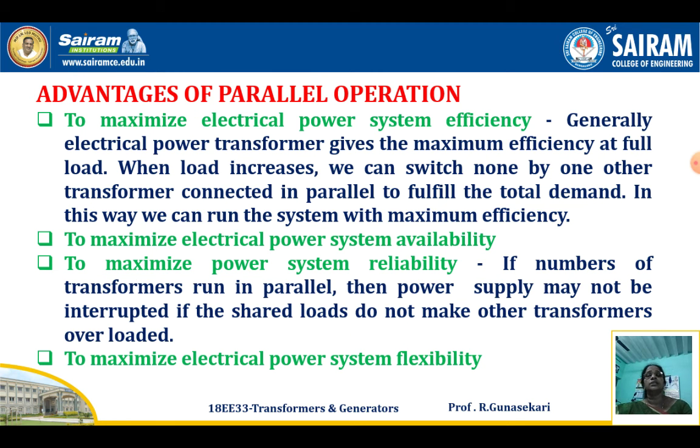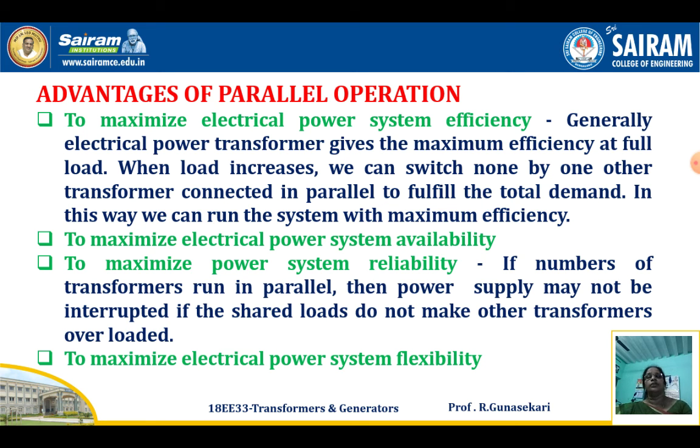Then the advantages of parallel operation. Totally there are 4 advantages. One is to maximize electrical power system efficiency. Second is to maximize electrical power system availability. Third is to maximize power system reliability. The fourth one is to maximize electrical power system flexibility. That is efficiency, availability, reliability, flexibility.